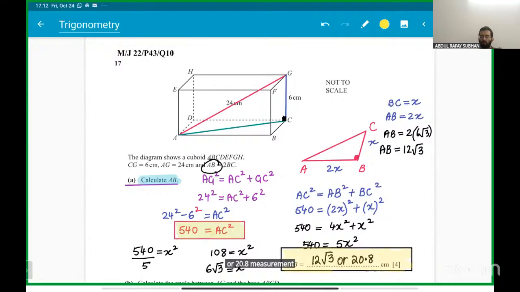Please have a look. AB is 2 times of X, so we applied Pythagoras again. For a 4 marks application question, there are 2 marks for applying the formula, 1 mark for getting the AC value, and 1 mark for getting the final answer as 20.8. Okay, so we'll continue from here. Hope everyone got it, at least something.